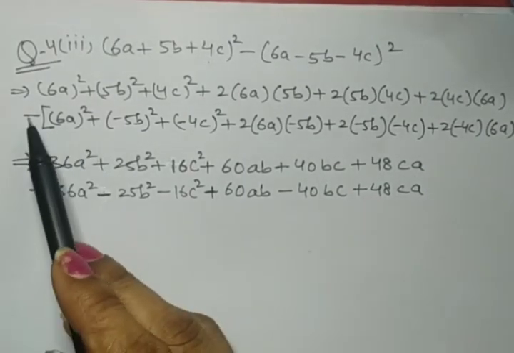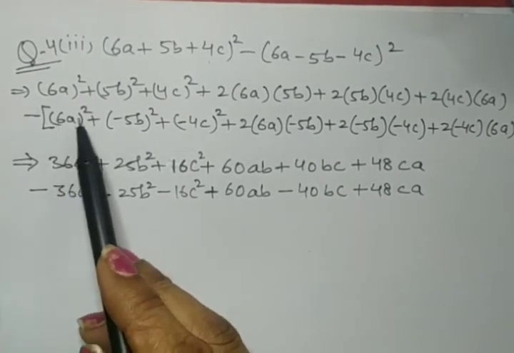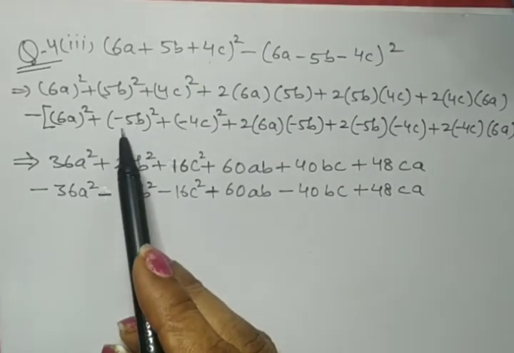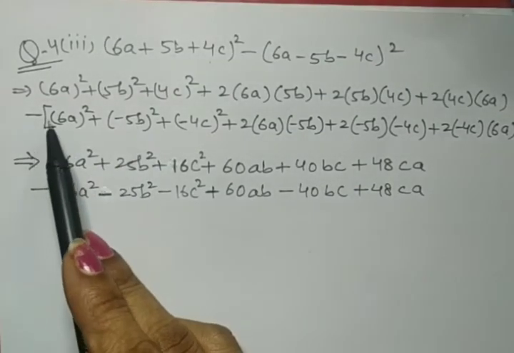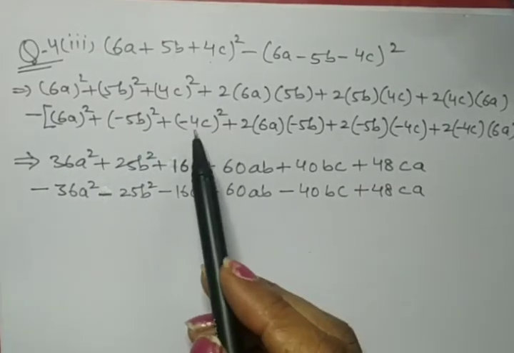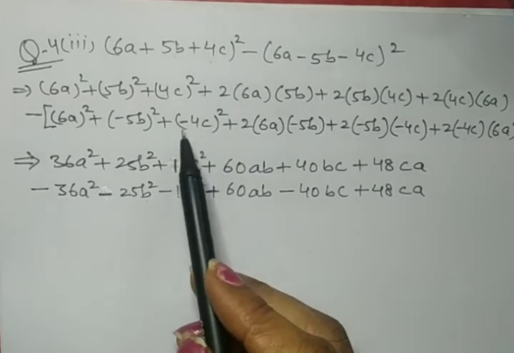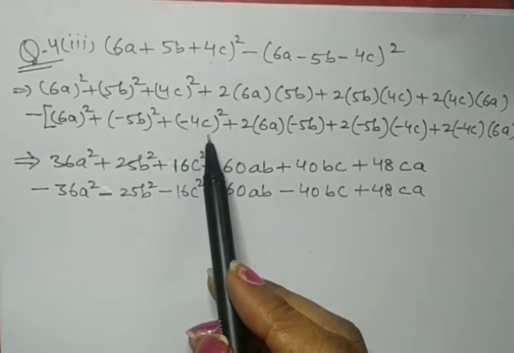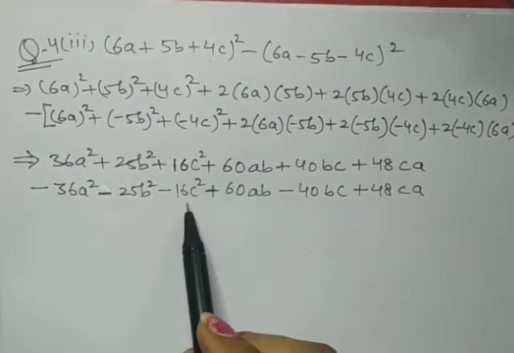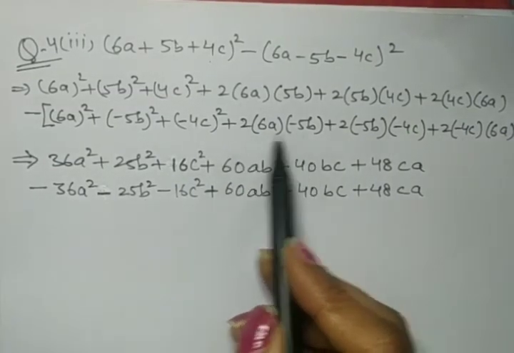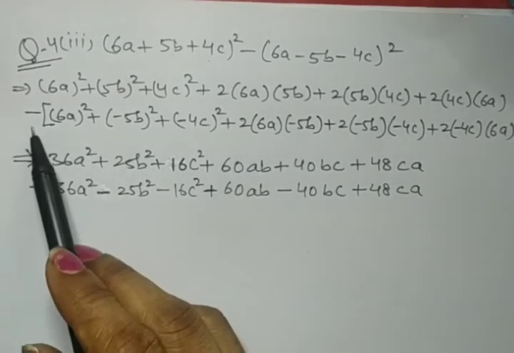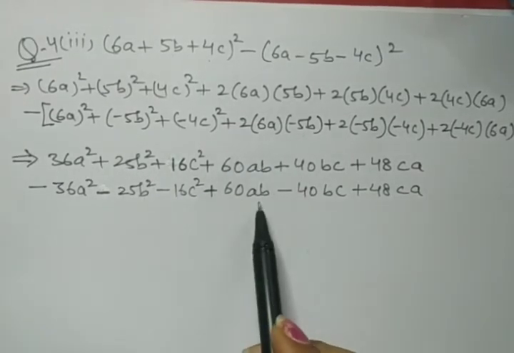Now open this bracket: minus 36a square. Square of minus 5b we get 25b square, and when we open this bracket we get minus 25b square. Square of minus 4c we get plus 16c square. जब हमने ये ब्रैकेट खोला तो हमें मिलेगा minus 16c square. After multiplying these we get minus 60ab. पर जब हम ये ब्रैकेट खोलेंगे हमें मिलेगा plus 60ab.